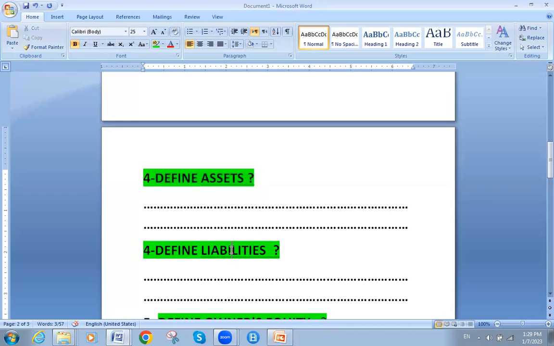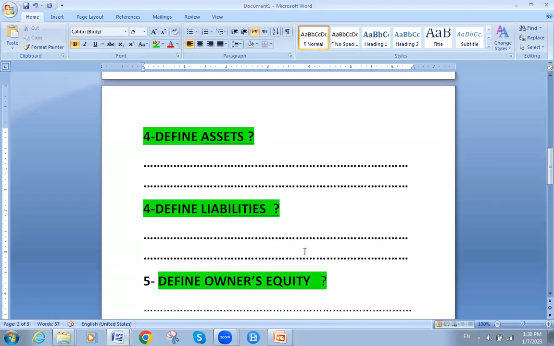Then we said the liabilities are, so if the assets are the things which you own, liabilities are the things which you have to pay to others. So if I take $10 from you, I owe you $10, then this is a liability from my side, because I have to pay this amount.